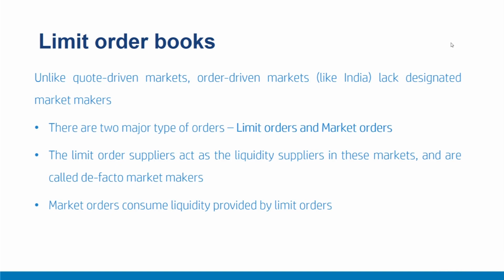These limit orders reside inside the limit order books. These are electronic signals and patiently wait for incoming market orders for execution. In contrast, market orders consume liquidity and are executed as soon as they are transmitted. And therefore it is said that market orders consume liquidity which is provided by limit orders.